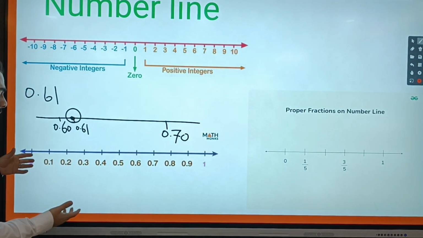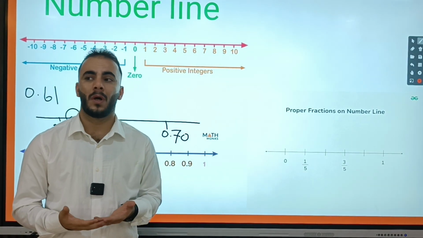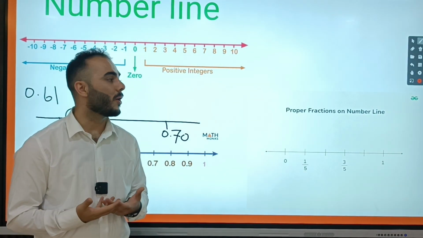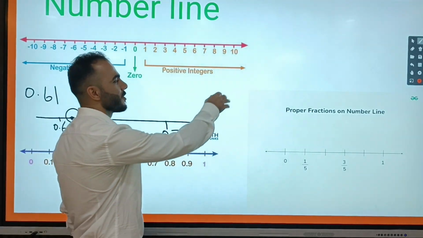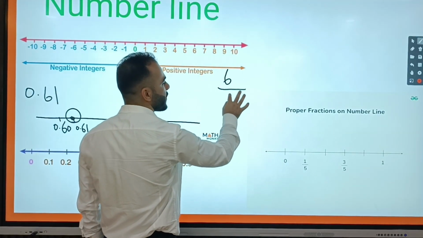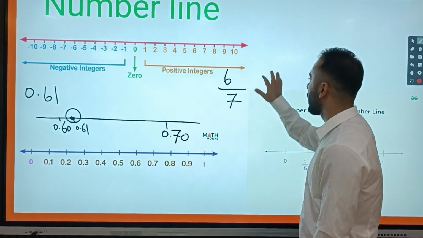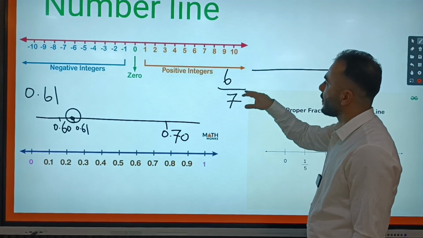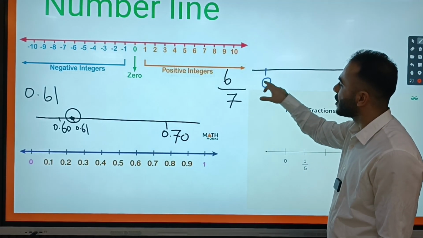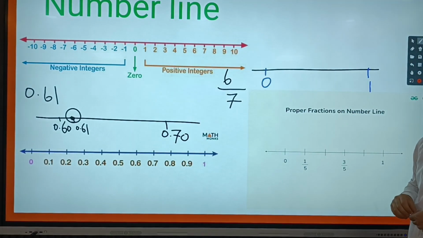All right? Or simply, you can just turn it to a fraction. It depends on you whether you are more comfortable with decimals or fractions. For example, for a fraction, what if we have 6 over 7? And the question is, represent this fraction on the number line. So here is our number line, and here is 0 and here is 1. Always for a proper fraction, we have got 0 and 1.